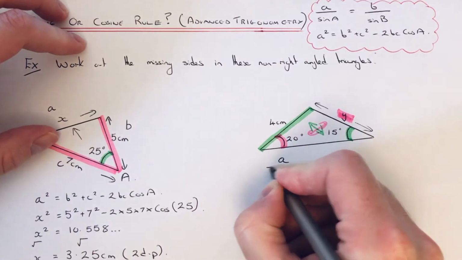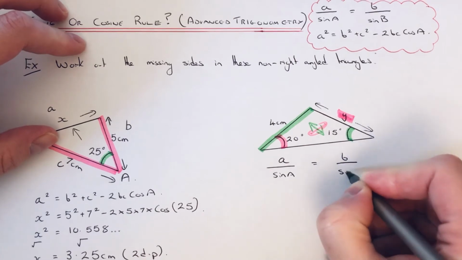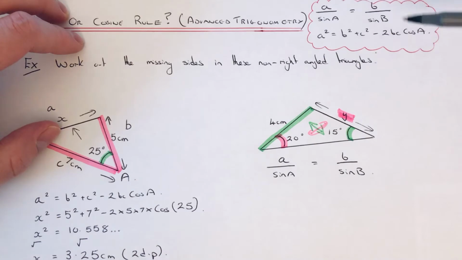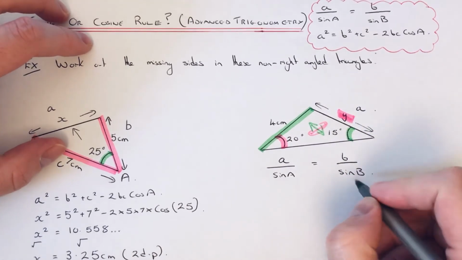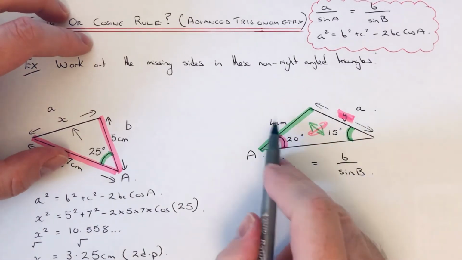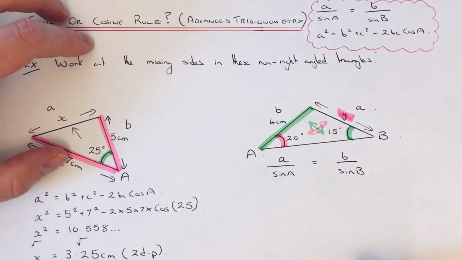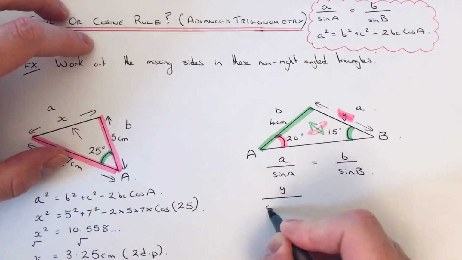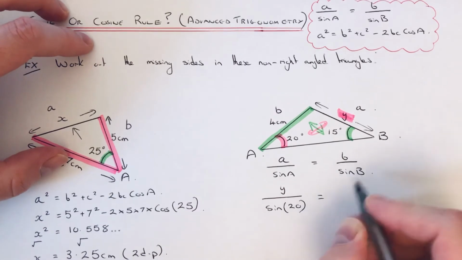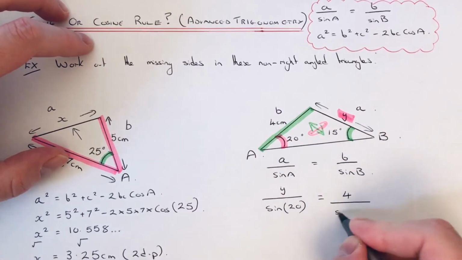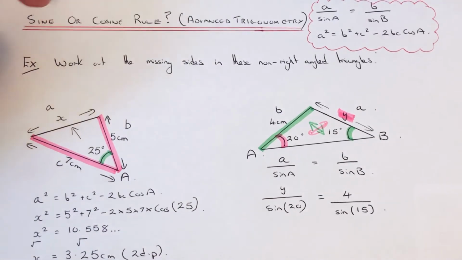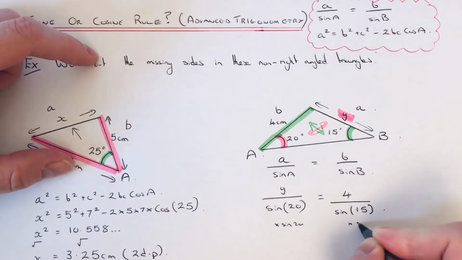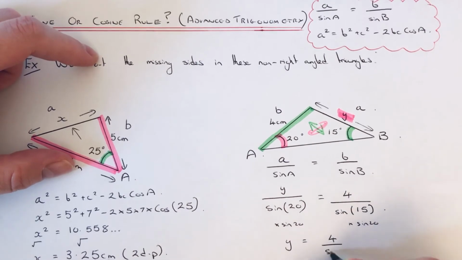So let's just write our formula down. We've got little a over sin capital A equals little b over sin capital B. Before we substitute our numbers into the formula, let's label it up first. y would be little a, because that's the side I'm finding. So this angle here would be capital A, and then the other pair would be little b and capital B. Little a is y, and we're dividing that by sin 20. Little b is 4, and we've got sin 15 on the bottom there. Since y is being divided by sin 20, we've got to times both sides by sin 20 to get rid of it. So to get y, it'd be 4 over sin 15 times sin 20.